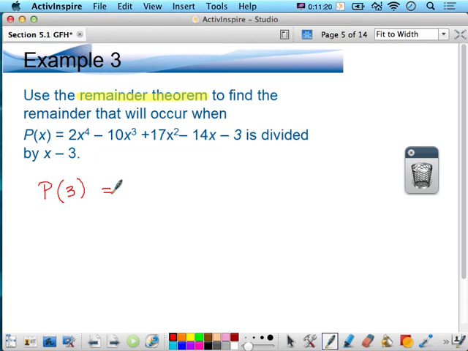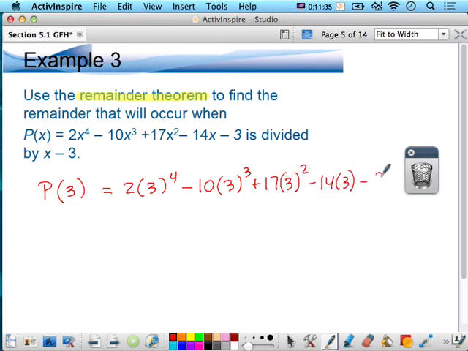So let's look at that. P of 3 is equal to 2 times 3 to the fourth minus 10 times 3 to the third plus 17 times 3 squared minus 14 times 3 minus 3. Now with numbers this large, it may be debatable about whether or not this was faster. But if you have access to a calculator, it certainly would go even faster. But we could certainly do this if we had to.